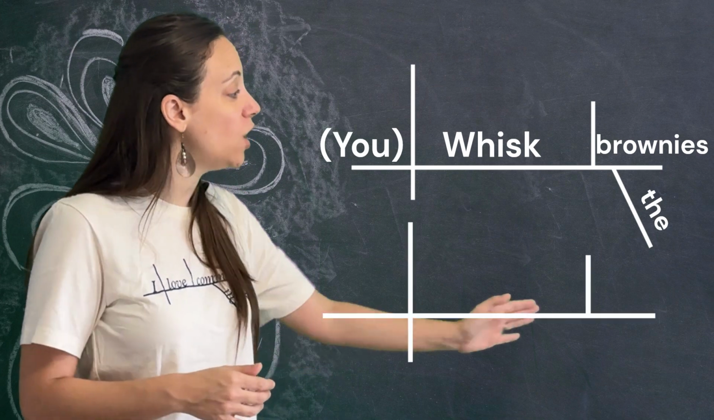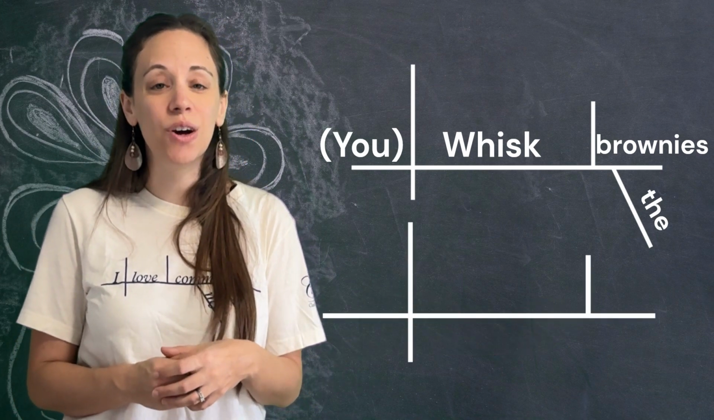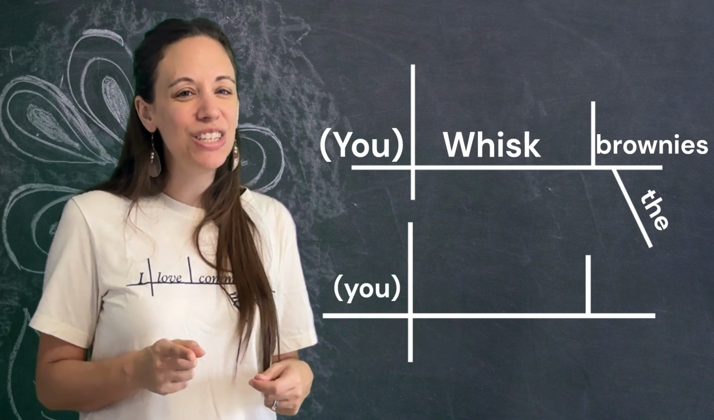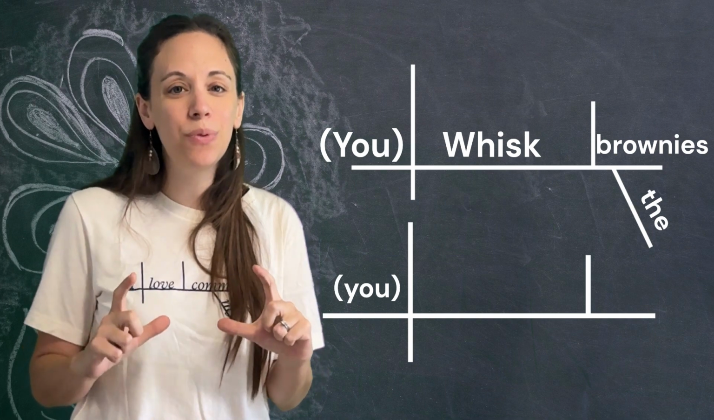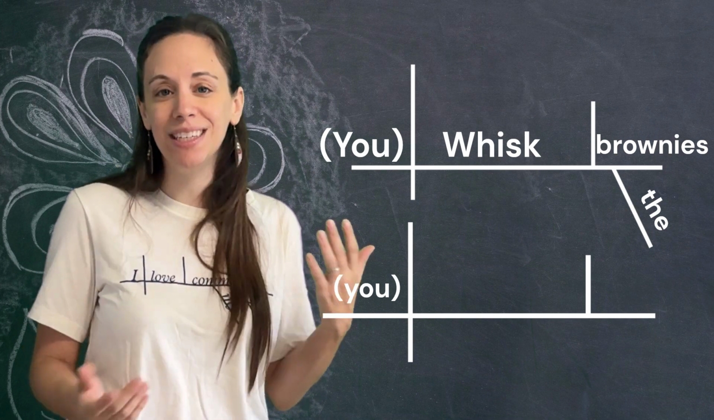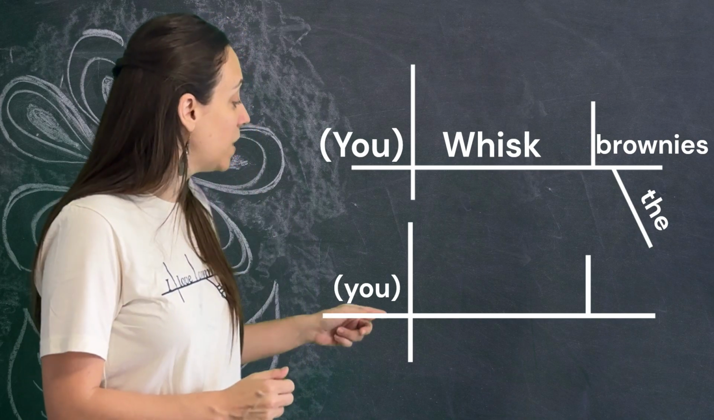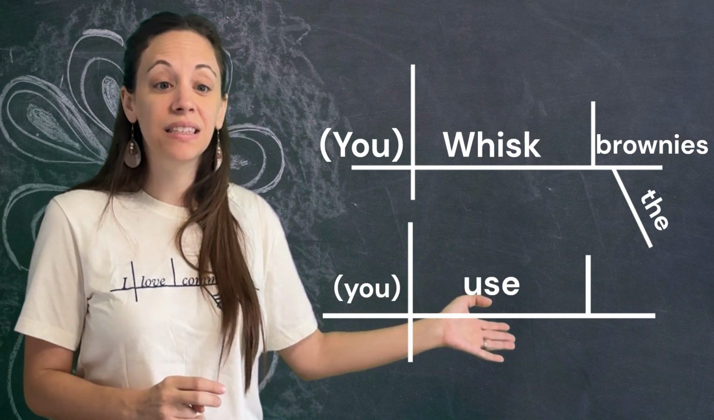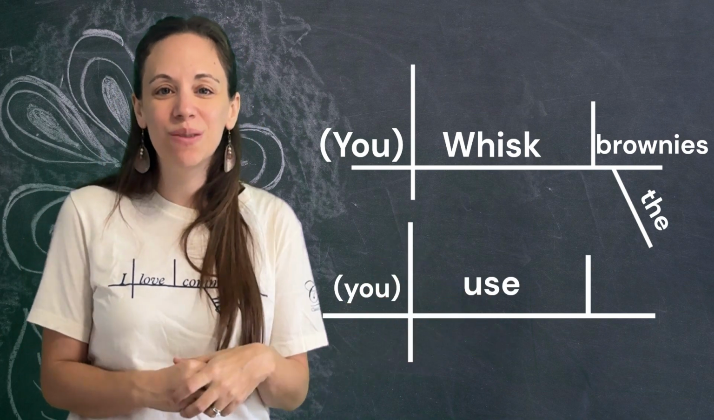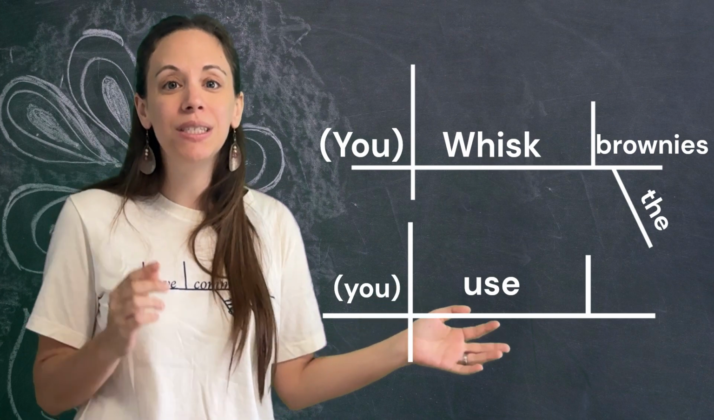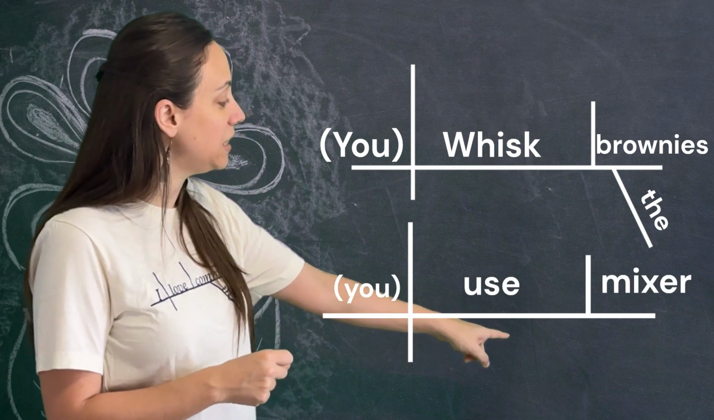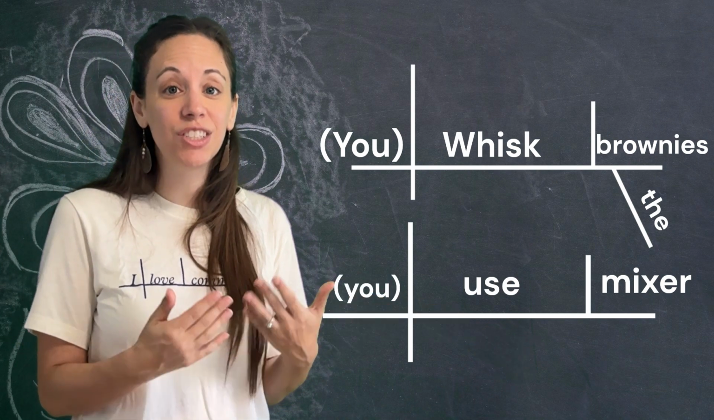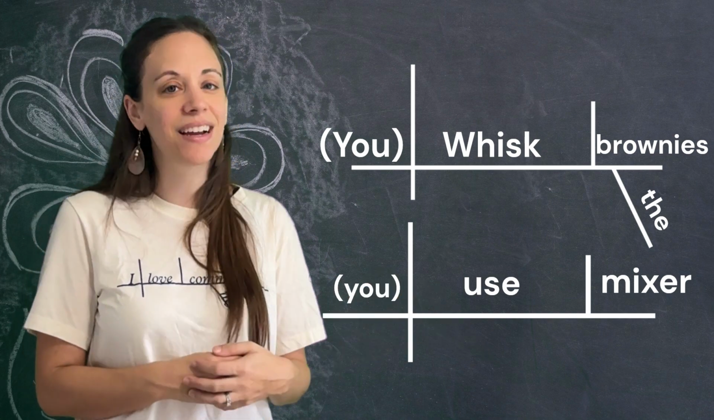Once again, we're going to start with our pattern for SVTDO. And this time, you use the mixer. Once again, that you is implied, so we're going to keep it in parentheses, but this time that y can stay lowercase because it's no longer the beginning of our sentence. So you is going to go in the subject pronoun place. You use. Use is our verb transitive, and then you use mixer. The direct object is the mixer. We're going to put that in the direct object place. The is our article adjective modifying mixer. We're going to put that on a diagonal line underneath.